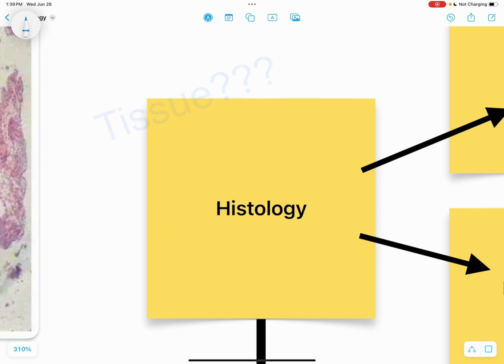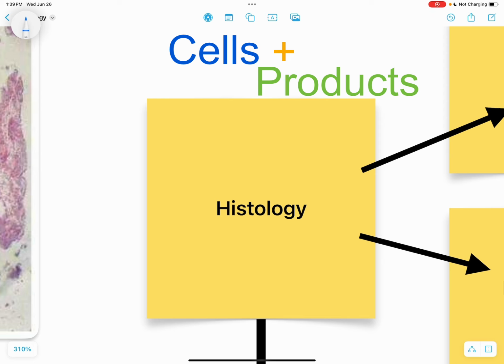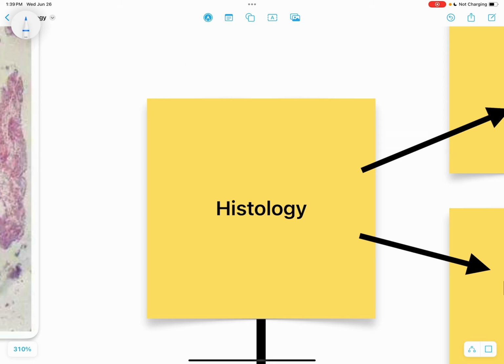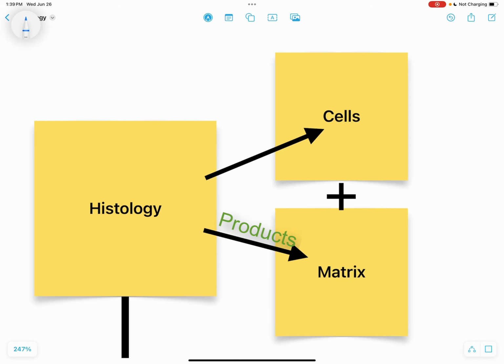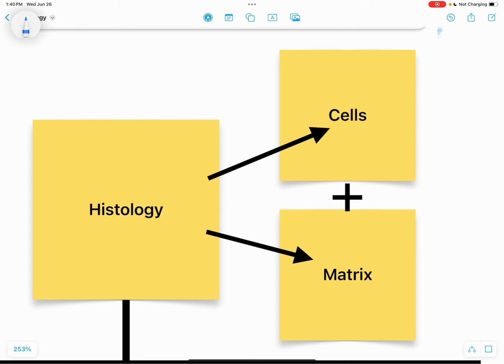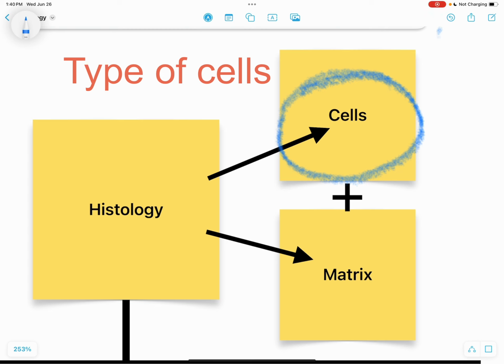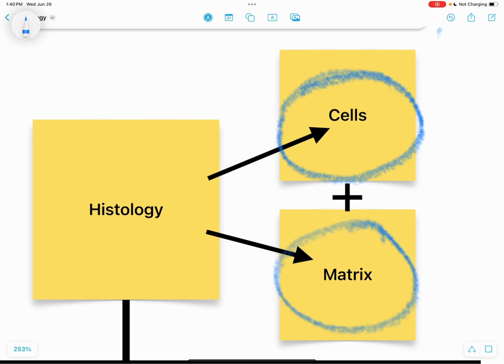A tissue is a group of cells and the products that they make, or products that are outside of them. And we'll call that the matrix. When I'm looking at a tissue, I'm really considering the cells that are within it. And this is one of the things that's going to really differentiate different types of tissue and the matrix. Now let's remind ourselves the matrix is the material outside the cell. And this is really how we determine what type of tissue you are, what type of cells are inside that tissue, and also what does the matrix look like.